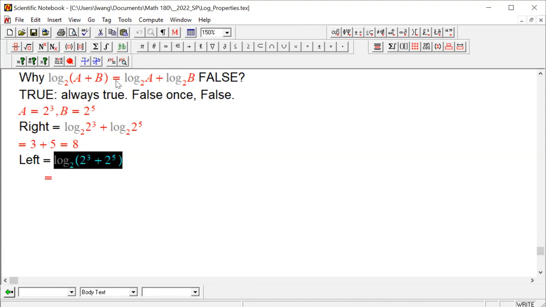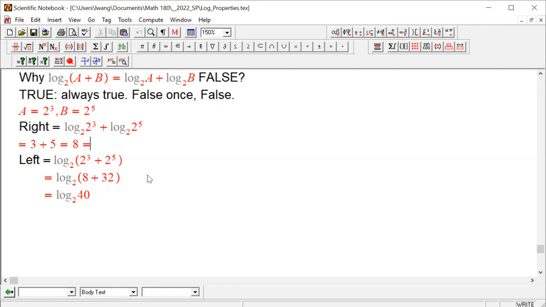According to the order of operations, we have to do inside the parentheses first. 2 to the power 3 makes 8, and 2 to the power 5 is 32. So inside the parentheses we actually got 40. Does log base 2 of 40 equal 8?